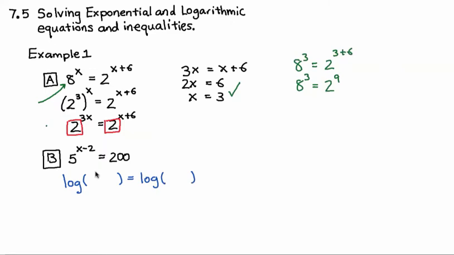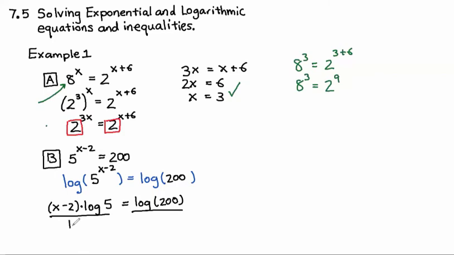And so it looks like this. Common log of 5 to the x minus 2 equals common log of 200. Now I use the power down property. And so x minus 2 times the common logarithm of 5 equals the common logarithm of 200. Now let's divide both sides by the common logarithm of 5. So common log 5 dividing here, common log 5 dividing there. This divides away.